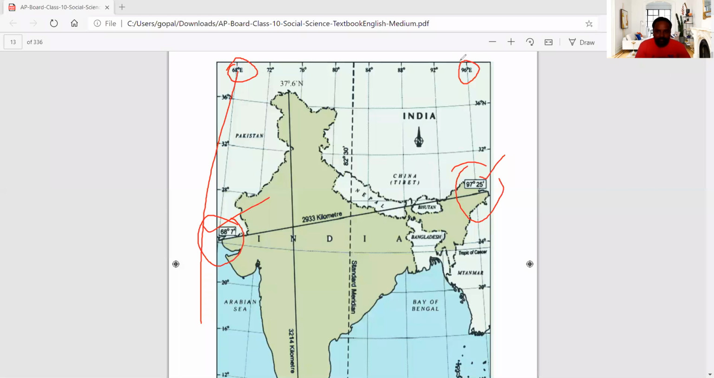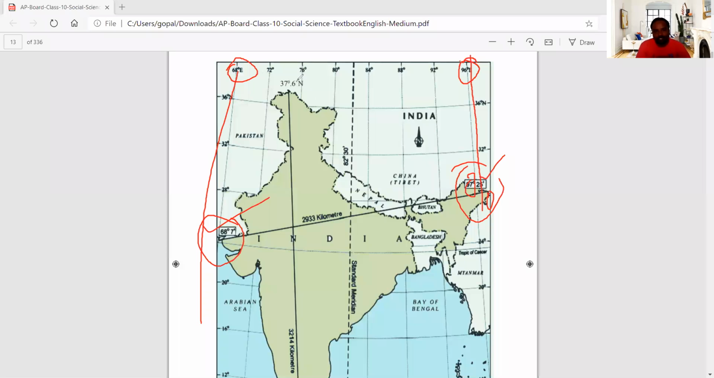But here, just after crossing this 96 degrees, we can see just one more longitude like this. So it is about 97 degrees. Where India is touching means here. So here India is touching here. So that's why it is called 97 degrees 25 minutes.